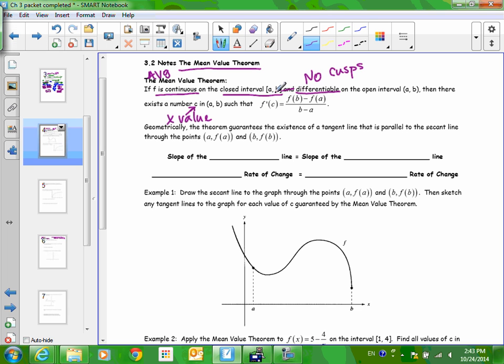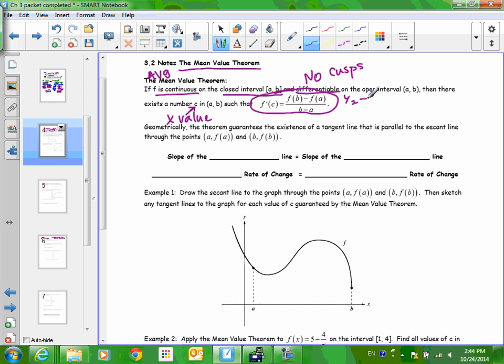Okay, now look at this equation right here. All right, let's break this down. F prime of C. What does that mean? The derivative. And what is the derivative? The slope of the tangent line. So the specific slope at a very specific point, at one instant, instantaneous rate of change even. All of that has to equal f of b minus f of a, all over b minus a.